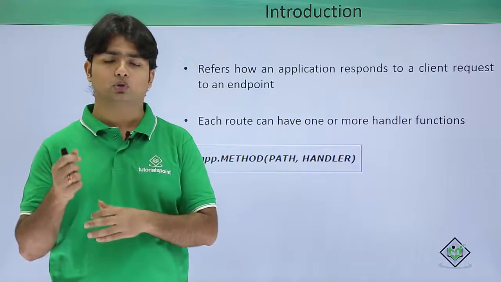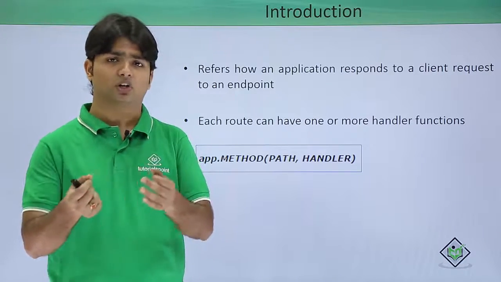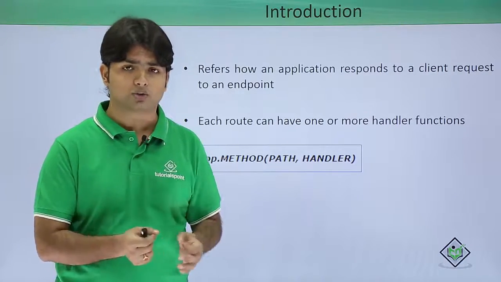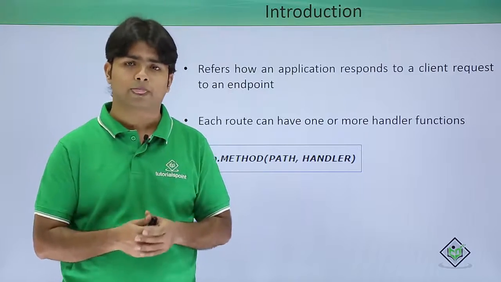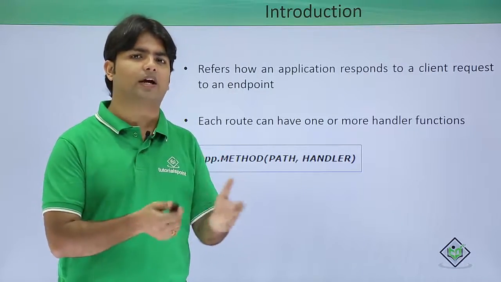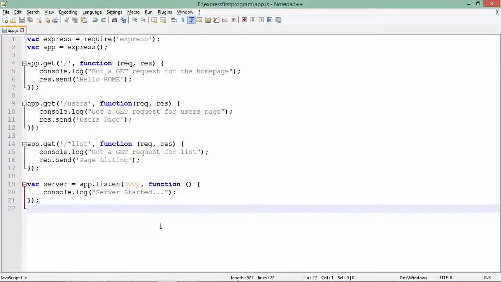So if you want to do multiple functionalities on a particular request or on a route, you can do that as well. So let's see all these things practically now. In this program we'll see something more about the routing. Like in the previous program we just saw requesting the home page, but now after that we can also make a request to any particular page.